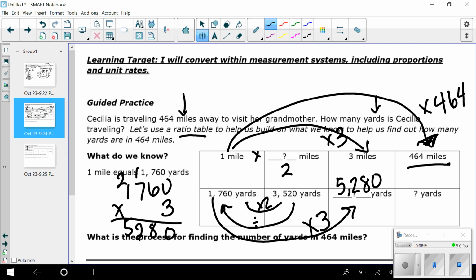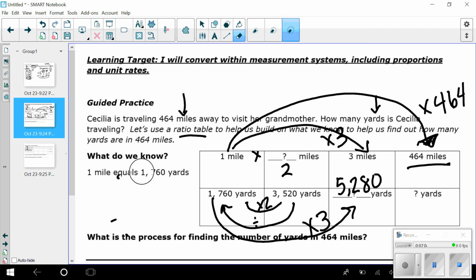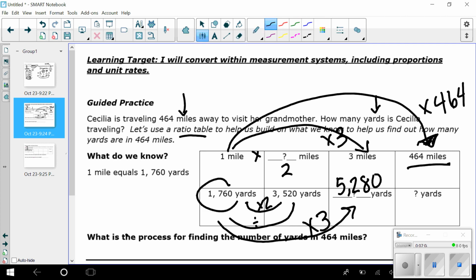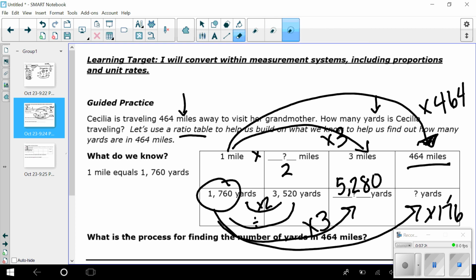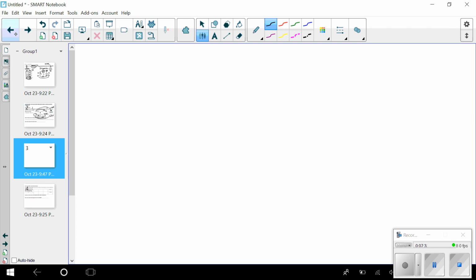464. That, my friends, is going to be a big problem that's going to require me to have some more space. So that means I have to take this number right here, and in order to find this equivalent ratio, I need to multiply by 464. Okay, so I'm going to make myself a new page because that's hard for my brain.